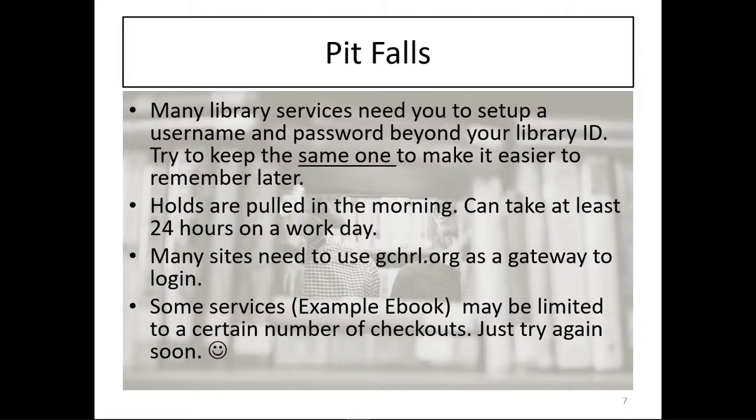Some services, for example eBooks, may be limited to certain numbers of checkouts. Again, just try again soon. If you go on there, there's eBook, audiobook. You're trying to get a weekly subscription to the Acorn TV. Just realize that you could go in there and maybe it's not available right now. Try again later this afternoon. Maybe try again tomorrow. Maybe try again in a week. And some of the books you can actually put on a waiting list so that you'll be alerted when that book's available.